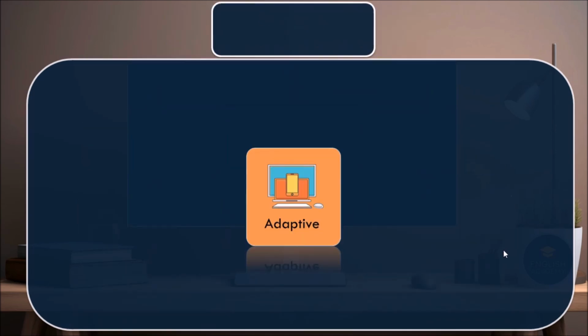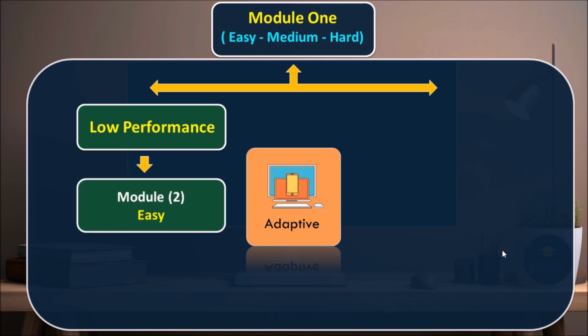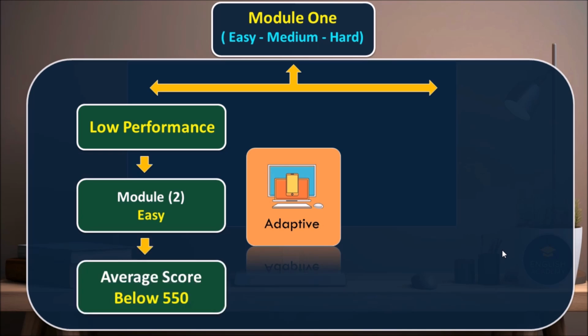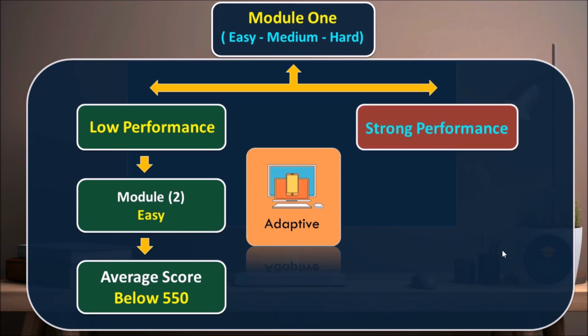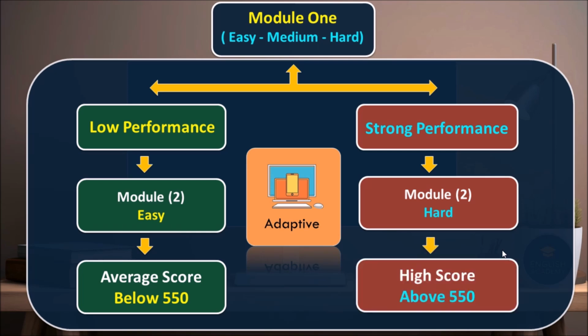So what's meant by an adaptive module? Module number 1 is a balanced module. It has easy questions, medium questions, and hard questions. If the student's performance is low in module number 1, the student will be given module number 2, which will be mostly easy, but the score will be below 550, more or less, according to the difficulty of the test. If the student's performance is strong, the student will be given module number 2, which will be mostly hard, but the score will be above 550, more or less.